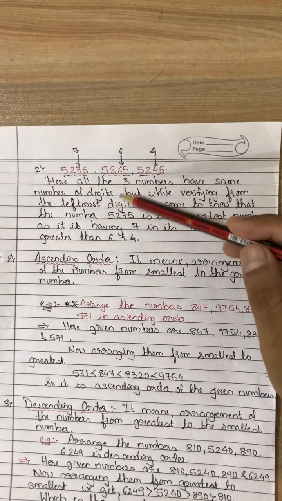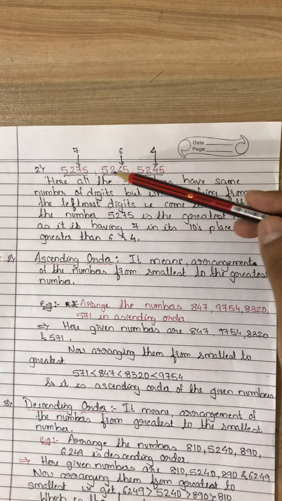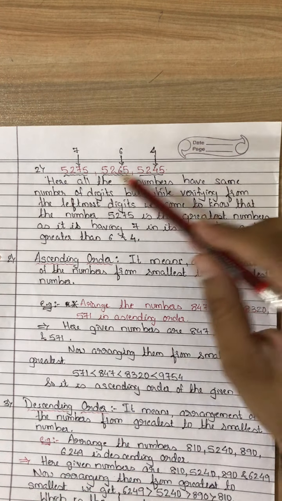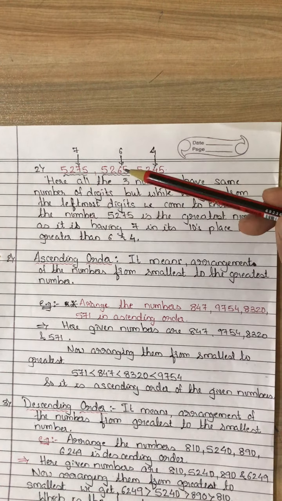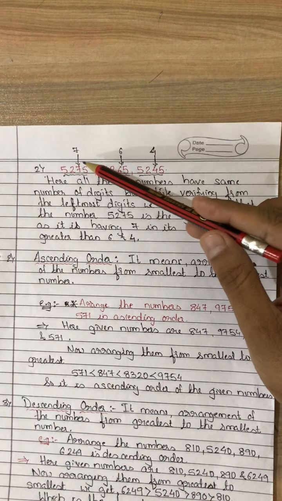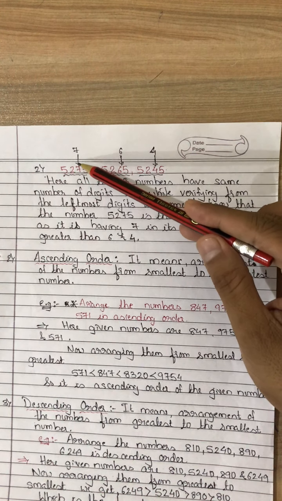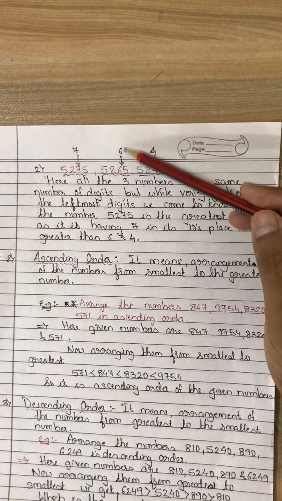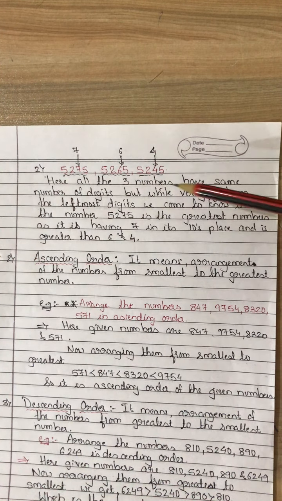Now what? Don't worry, look into the hundreds place digit. Digit in hundreds place is 2, 2 and 2. Do not worry, they are also having the same number of digits, so we will look into the tens place. See students, in tens place we are having 5275, that is 7 is in tens place. Here 6 is in tens place and 4 is in tens place of 5245.